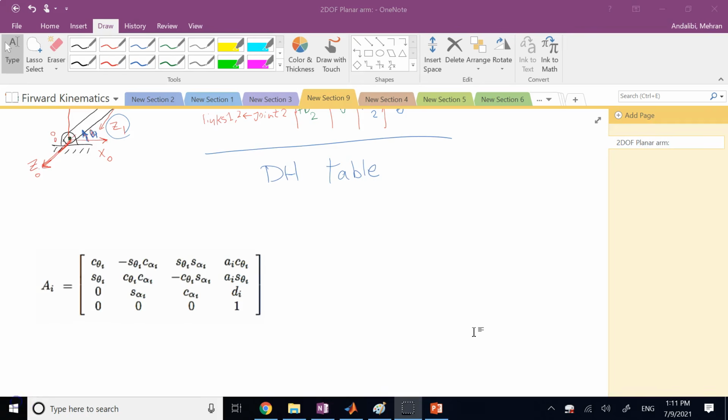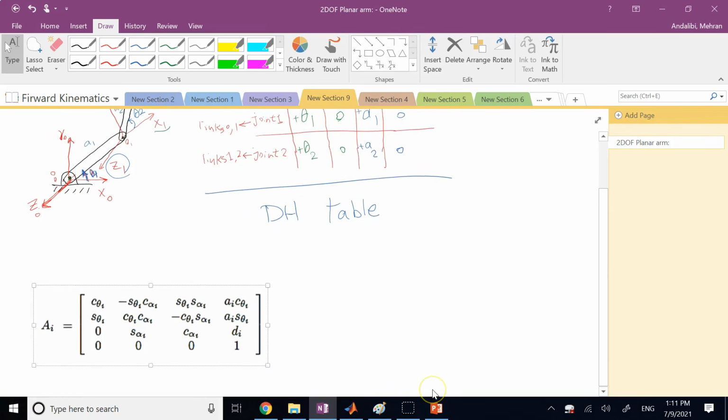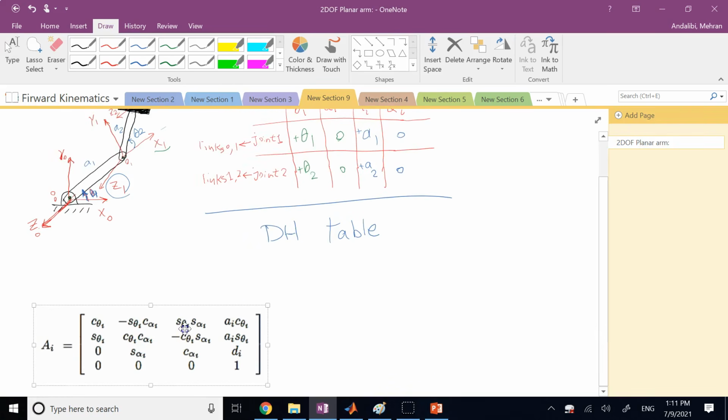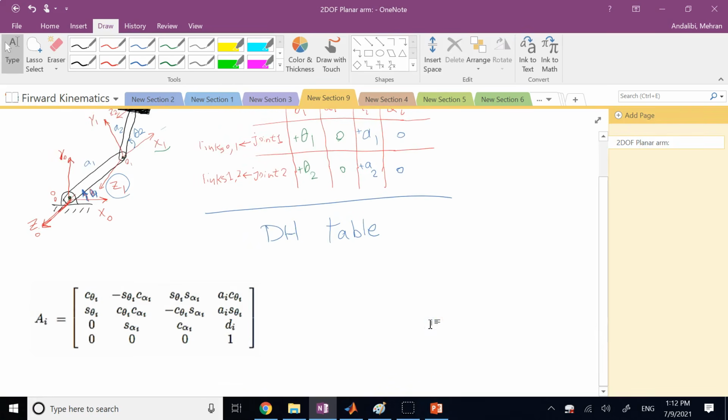So if you look here, the form of the general A_i matrix is something like this, right? So now with those numbers in the table, let's form this A matrix for each one of my transformations, for each one of my joints, and see what I get. So if I plug in the numbers in the first row, these guys, it will give me matrix A1, which is going to be what?